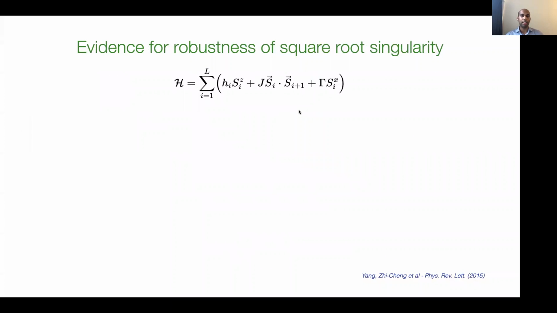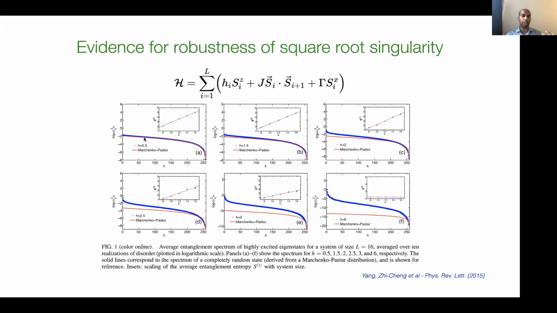Now how applicable is this to actual eigenstates of physical systems? There is evidence that the square root singularity is actually robust. There was numerical evidence a few years ago. They were looking at a disordered Heisenberg model, a 1D disordered Heisenberg model, which has a transition from an ETH phase to an MBL phase at h around 3.5, and what they were looking at is what happens to the entanglement spectrum at different points in the phase diagram. So h equal to 6 is in the localized phase. I want you to ignore this last panel here and concentrate on these other 5 panels. These 5 panels show the entanglement spectrum of highly excited eigenstates at different points in the ergodic phase.